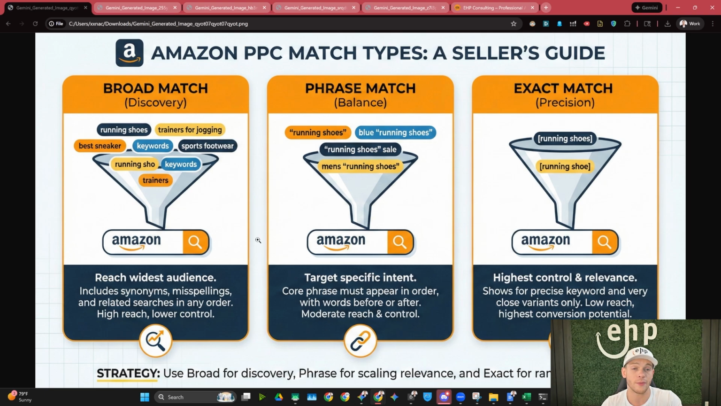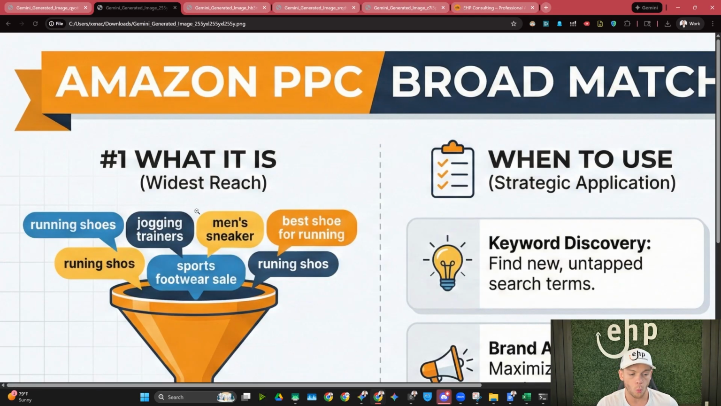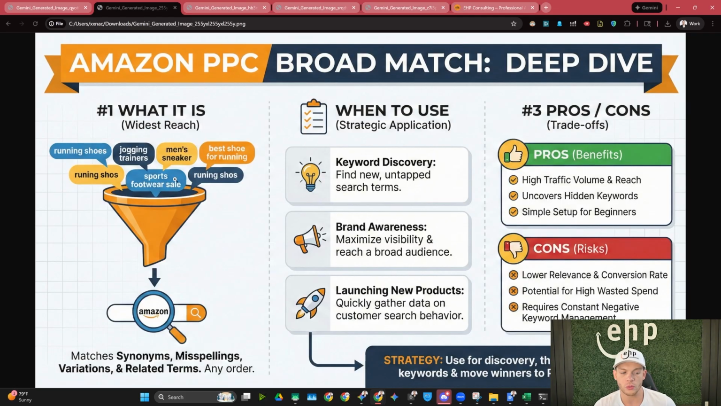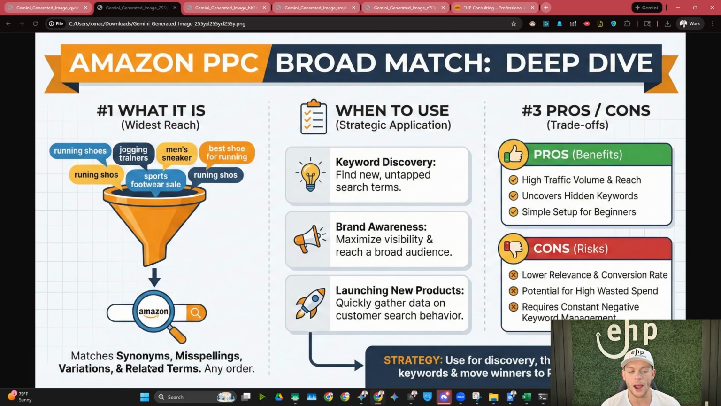And if you're getting in front of as many people as possible, you might be spending more money, right? Keep that in mind, and it depends, of course. So what's the widest reach? It's obviously going to be broad. Broad match is the widest reach.